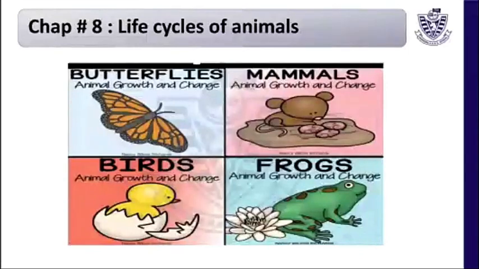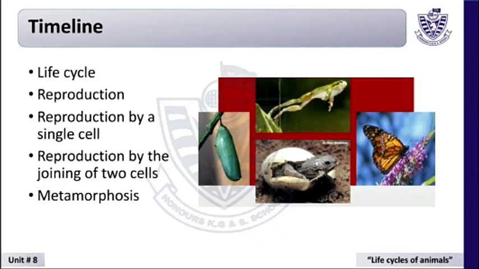Our third topic is life cycles of animals. In this video lesson, students will be able to define life cycle. They can also understand the process of reproduction. Students can also define the process of reproduction by a single cell and reproduction by the joining of 2 cells. And they can also define the term metamorphosis.